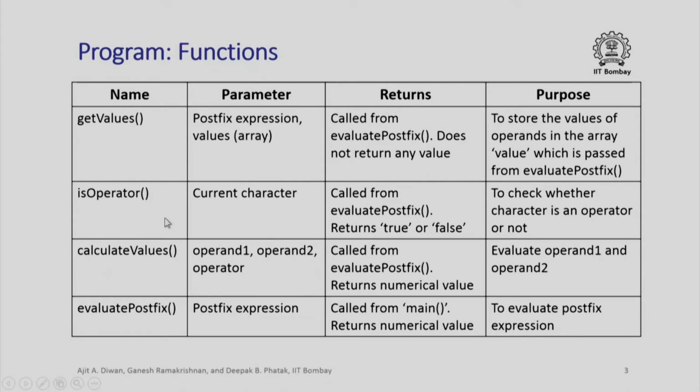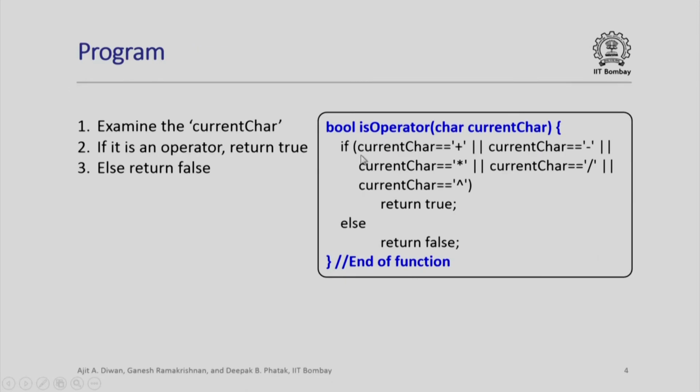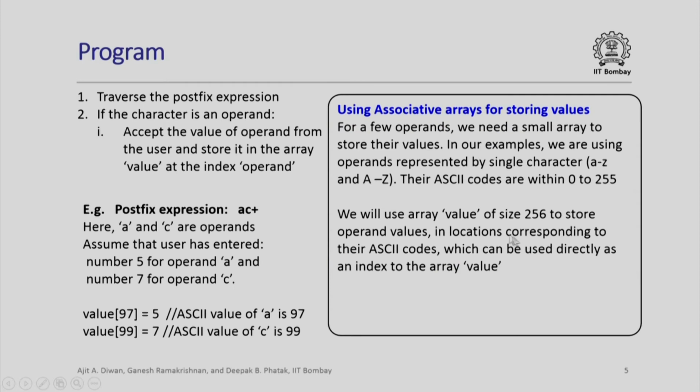Let us look at now individual functions and the implementation of the entire logic. Let us look at the is operator function. What is the objective? Examine the current character. If it is an operator, return true, else return false. So, very simple. Our operators for the current example are plus, minus, star, slash or raise to. If the current character is any one of these, it will return true, else return false.